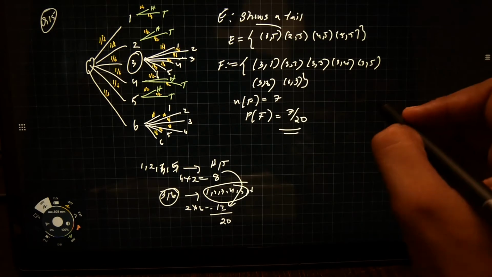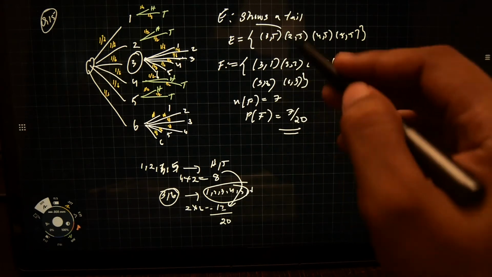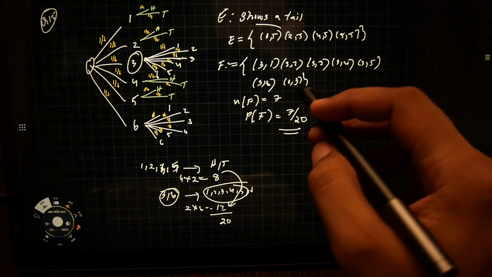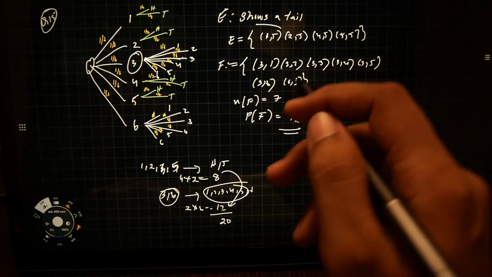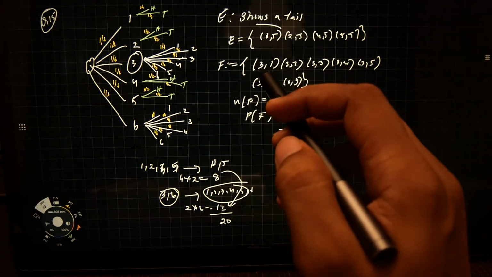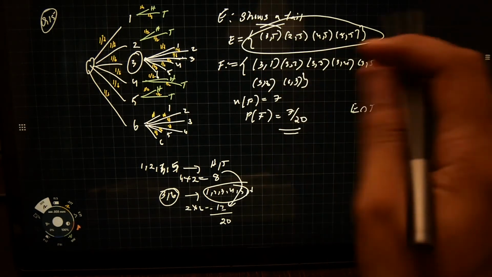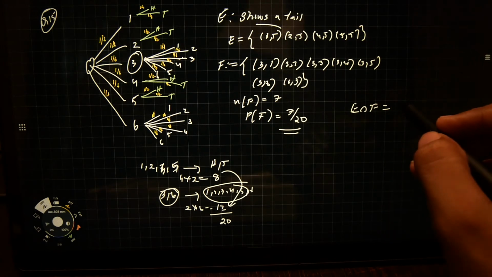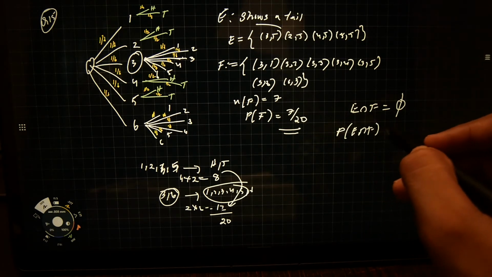Now what is E intersection F? What is common in both E and F? F says that 3 shows up at least once. So if 3 shows up, then there is no chance that it will show a T also. Therefore E intersection F is empty, or P of E intersection F is equal to 0.